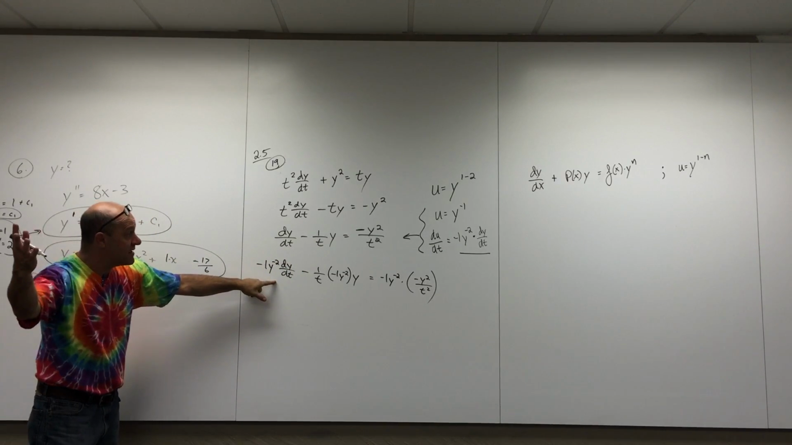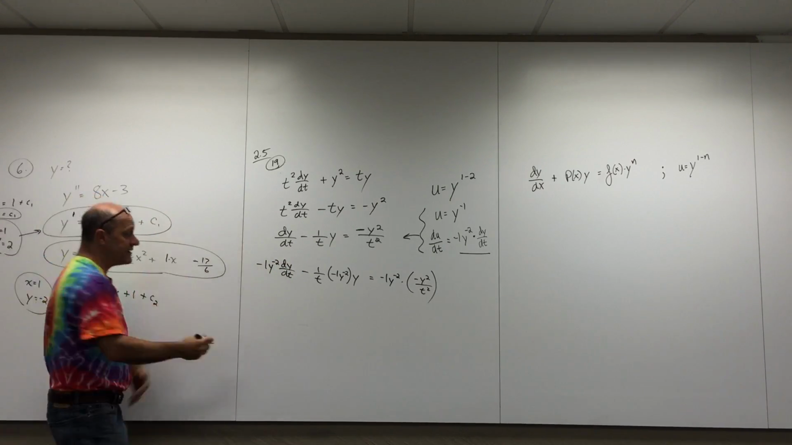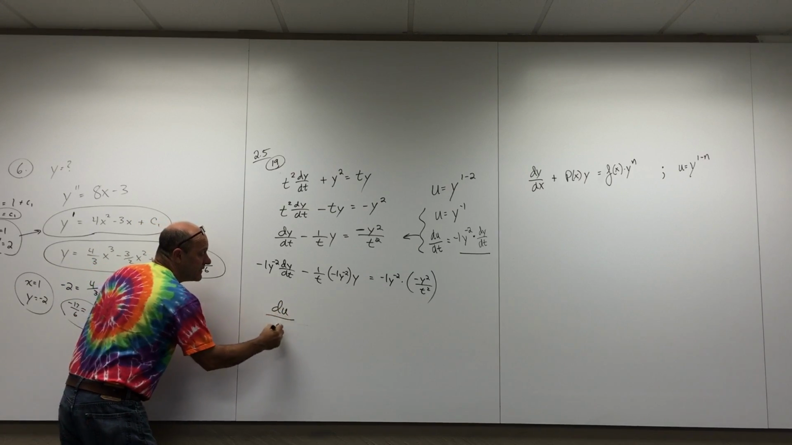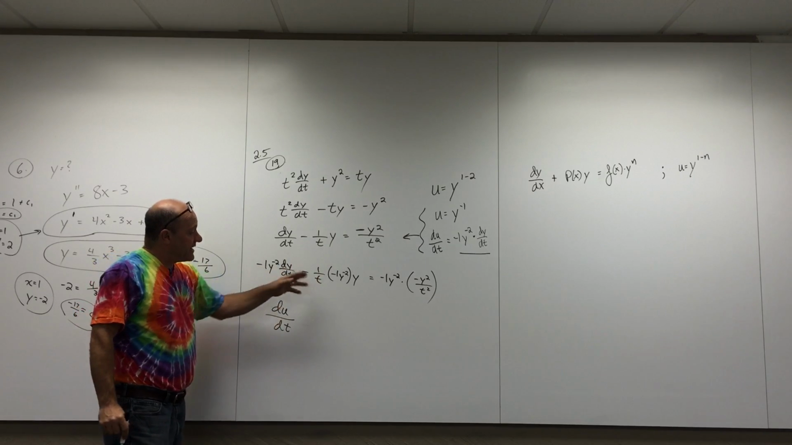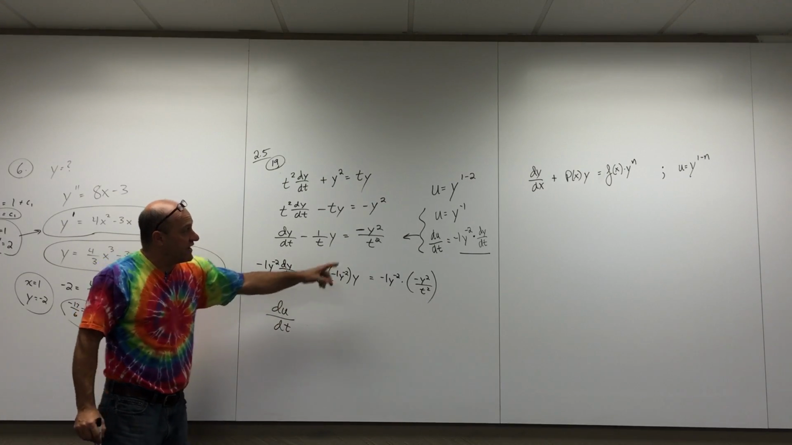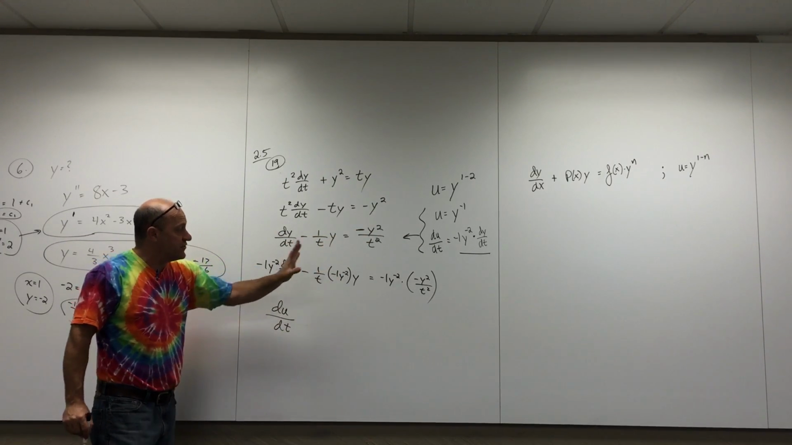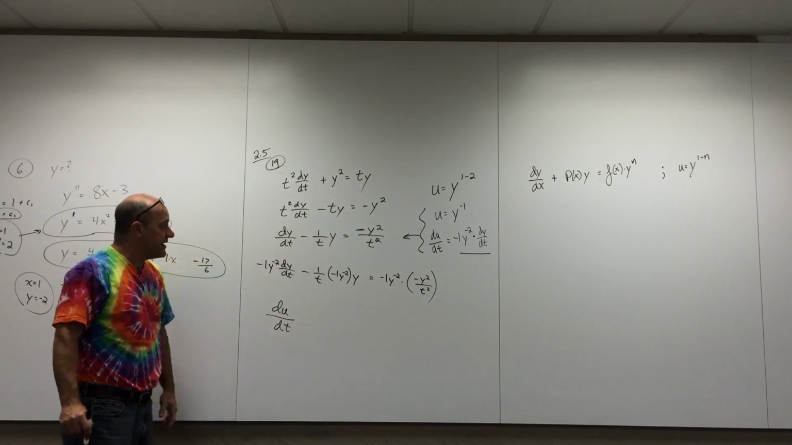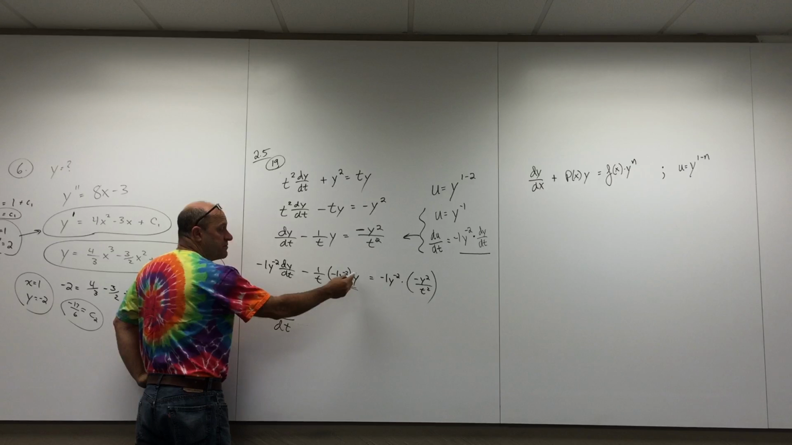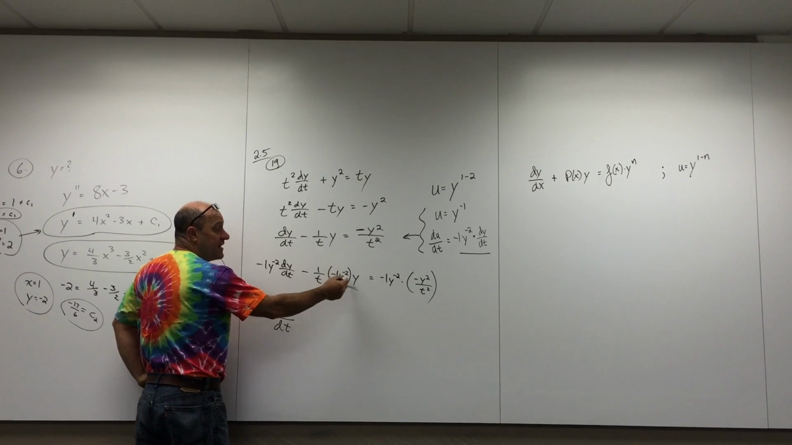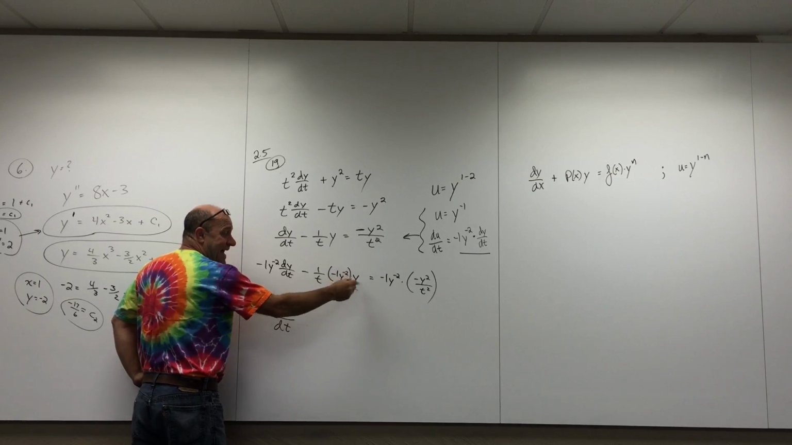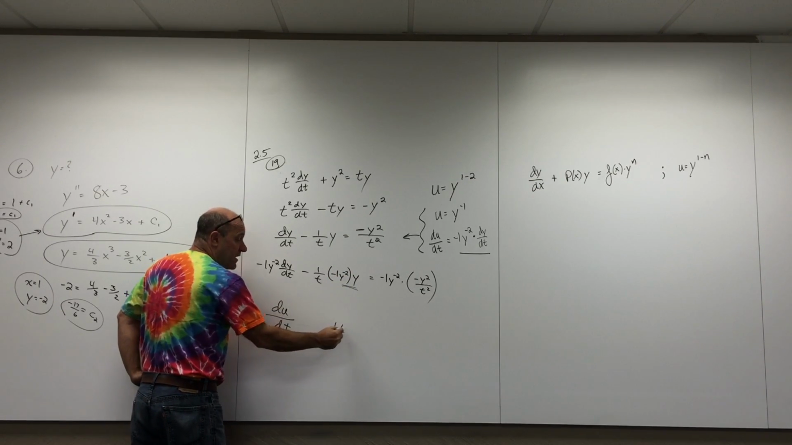Now, I also need du/dt, or du/dx, depending on what letter they're using. I need du/dt and dy/dt, that relationship. So in this substitution, I take the derivative with respect to t. On this side, it's du/dt. On this side, I take the derivative with respect to t, and it's negative 1 times y to the negative 2, times the derivative of y with respect to t, which is dy/dt.